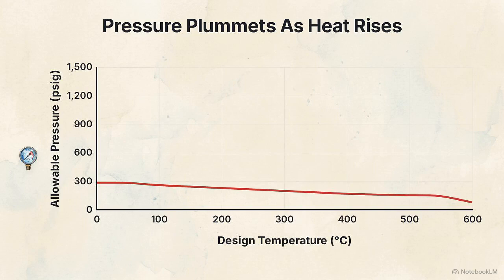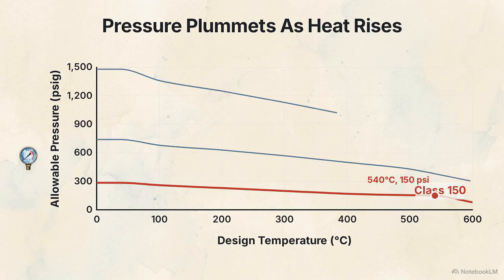Watch what happens to the class 150 curve as the environment heats up. The pressure capacity drops rapidly. That flange only approaches a 150 psi rating when the temperature reaches nearly 540 degrees Celsius. By mapping class 300 and class 600 on this same chart, you can see how higher numerical designations scale the overall pressure capacity upward across all temperatures.